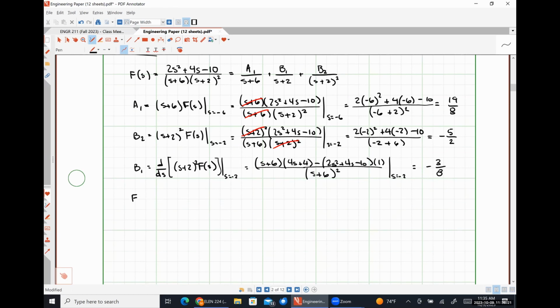we could say that f of s would be 19/8 over s plus 6 minus 3/8 over s plus 2 minus 5/2 over s plus 2 squared.